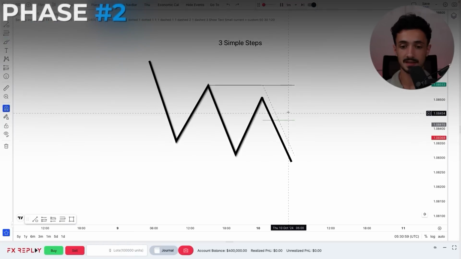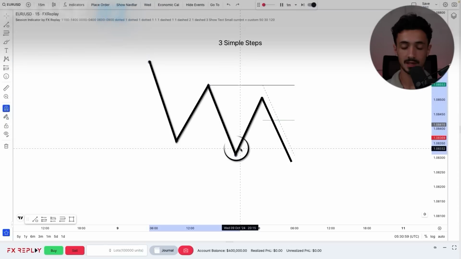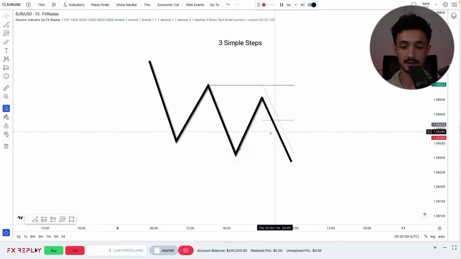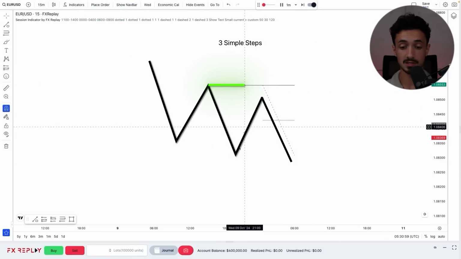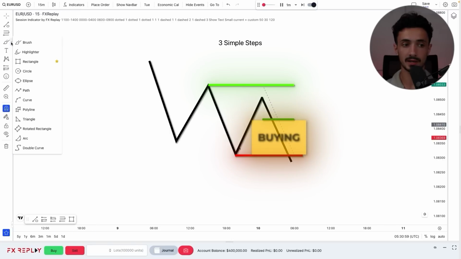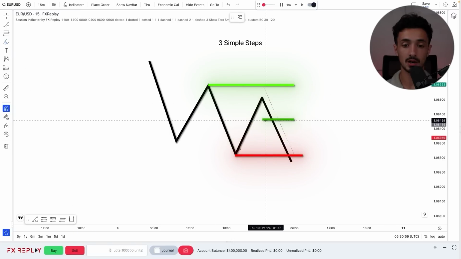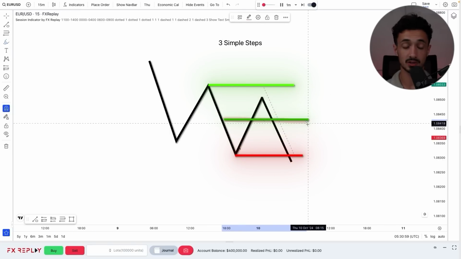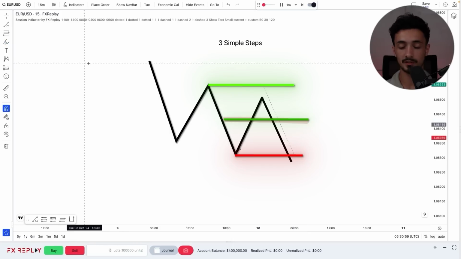The second phase is when you are down here. Now, if you are in the discount, again, swing high is up here, swing low is down here. If you're below this green line, you want to look at buying, and you want to buy back up to more or less this green line, right? It's very simple, but you wait for your entry model.